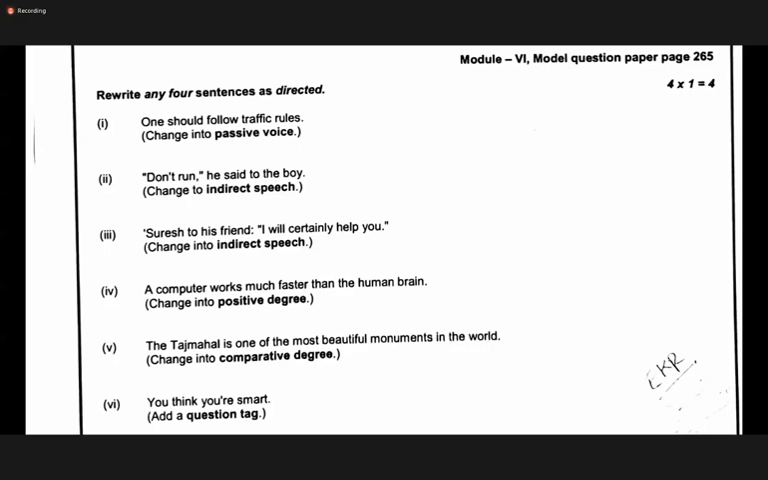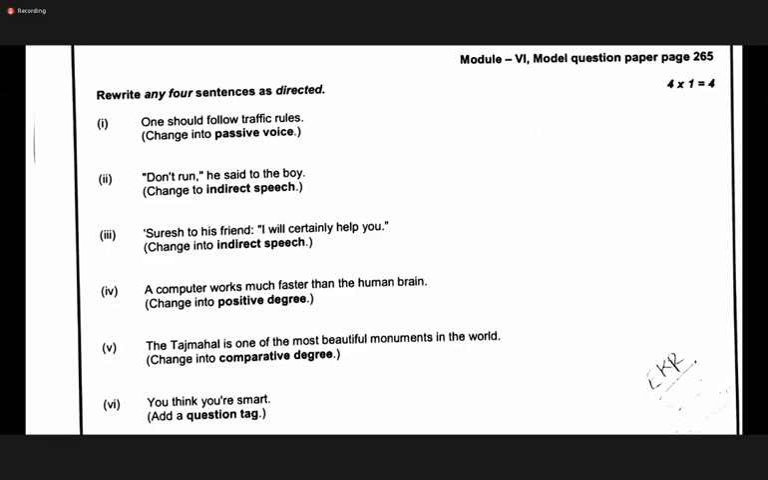Next, that is active to passive voice. First one. Second one: "Don't run," he said to the boy. We'll discuss this topic in detail later. First, just to see how the questions are asked in transformations. Change it into indirect speech. Try to change the sentence from direct to indirect speech.